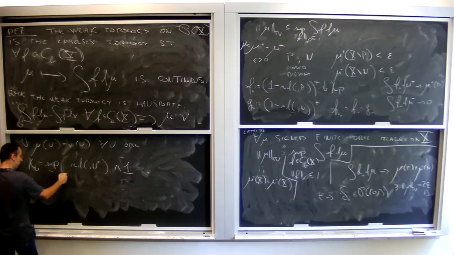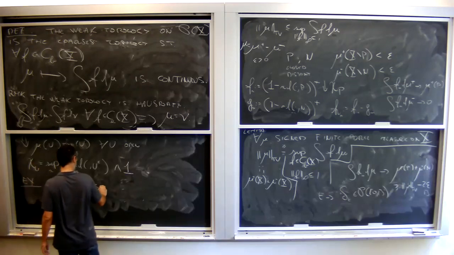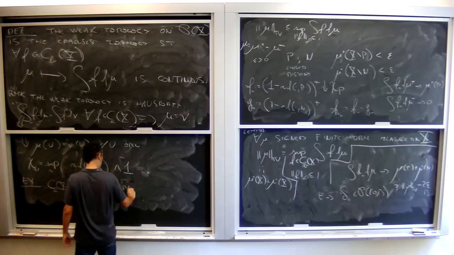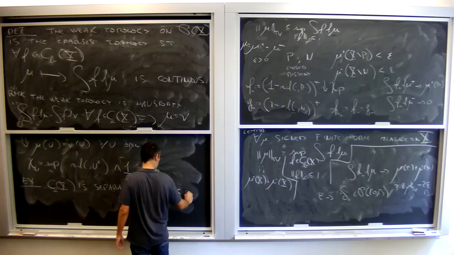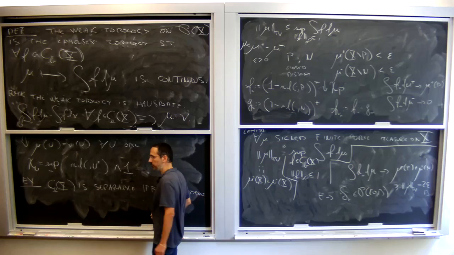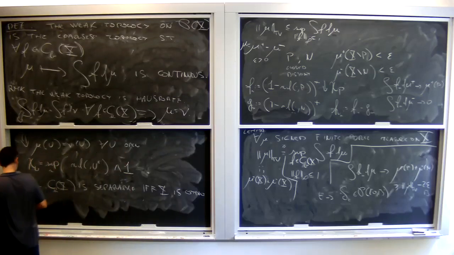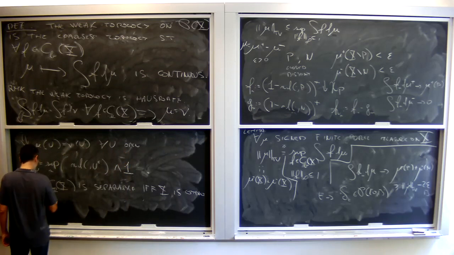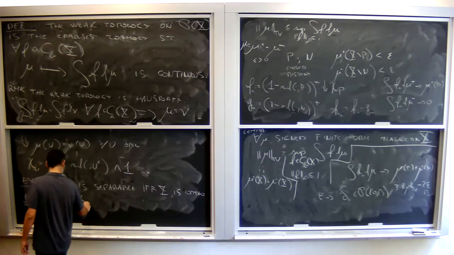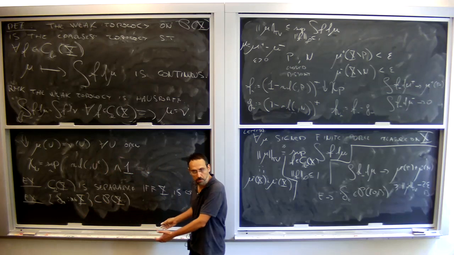So the exercise is that the space CB(X) is separable if and only if X is compact. Okay. Well, let me give another couple of exercises. This one is mildly difficult. The next is easy. The collection of Dirac masses is, of course, a subset of the space of probability measures. This is weakly closed.